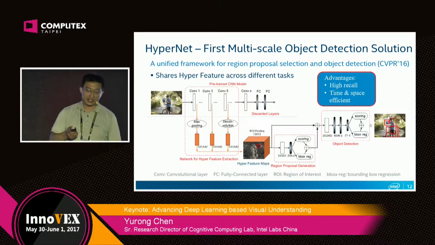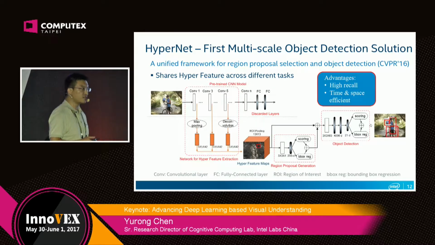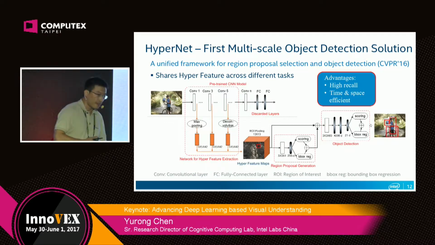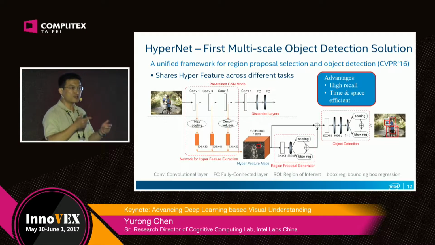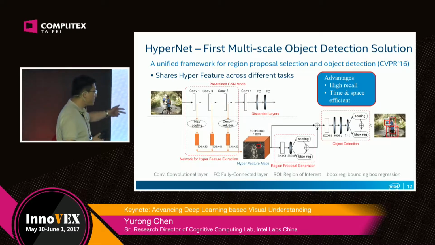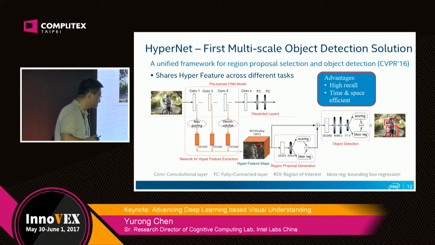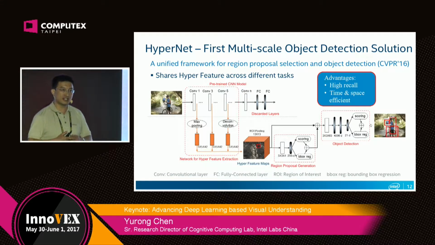HyperNet is a unified framework for region proposal generation and object detection. It's the first multi-scale, scene-based object detection solution. It's based on a discriminative and compact hyperfeature map, which flexibly integrates low-level edge, mid-level part, and high-level shape abstract convolutional feature maps into one uniform space. Thus, we can directly scan across the entire image in one single run. The hyperfeature map is shared by two small networks for region proposal generation and object detection.